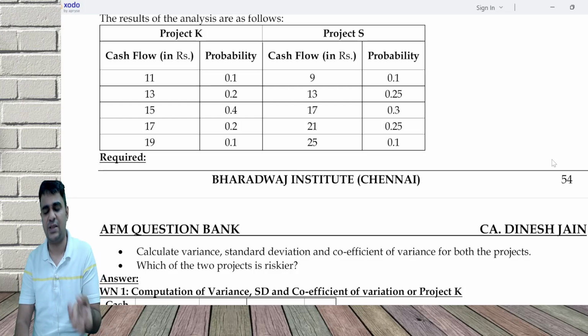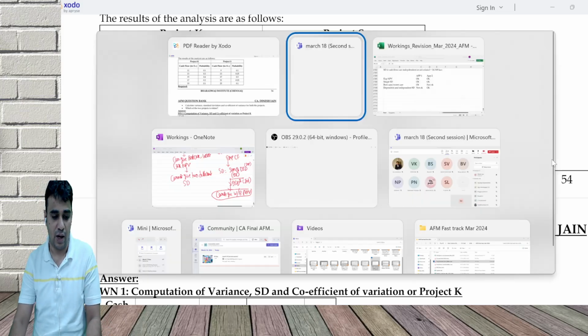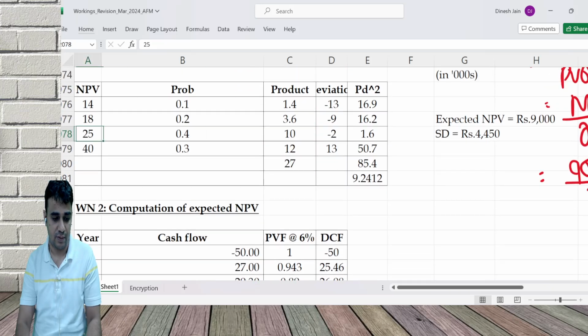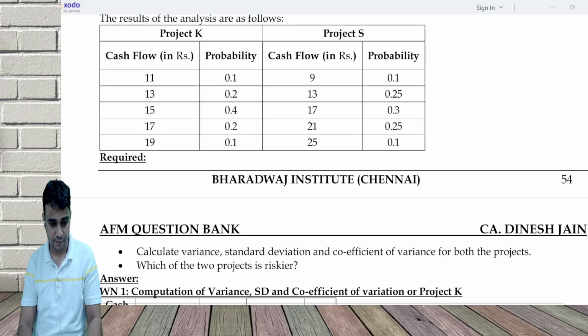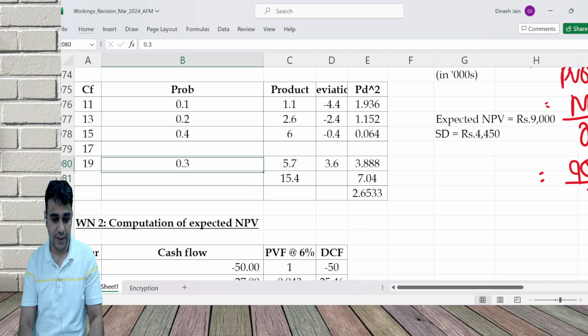They've asked only for standard deviation, variance, and coefficient of variance. So I'll go back to this table only: cash flow, probability, product, deviation, and PD square. They've not even asked for the NPV. What are the cash flows given in the question? Give me the answers. 11, 13, 15, 17, 19. Probability.